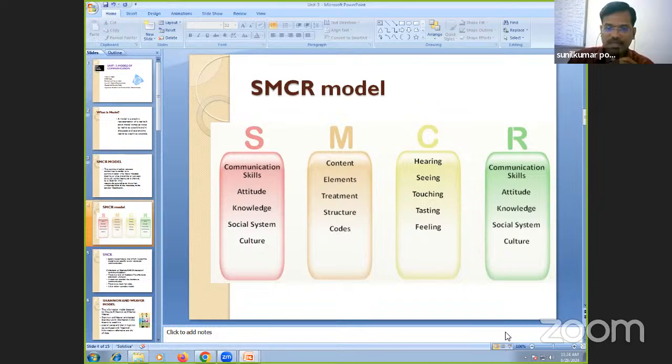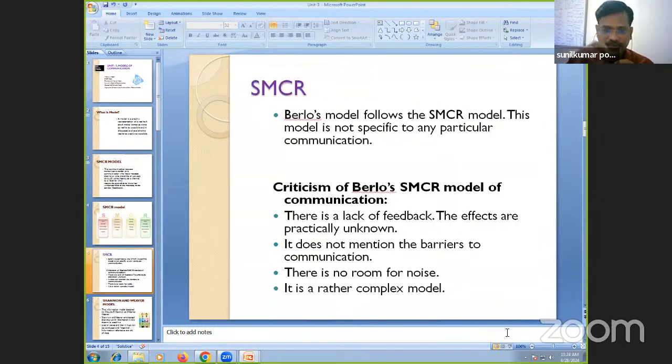Okay. Next, criticism is also there in Berlo's model. Berlo's model follows the SMCR model. This model is not specific to any particular communication, so that is why we discussed no clarity. But the other models, yes, students are the receivers only.